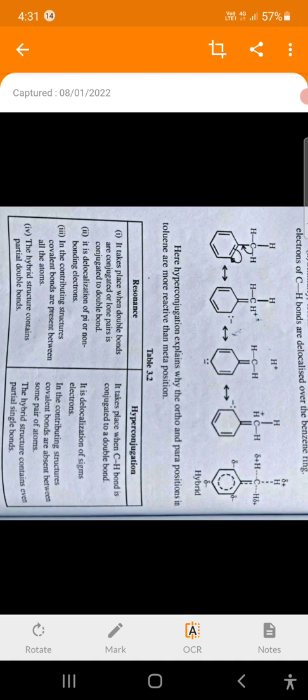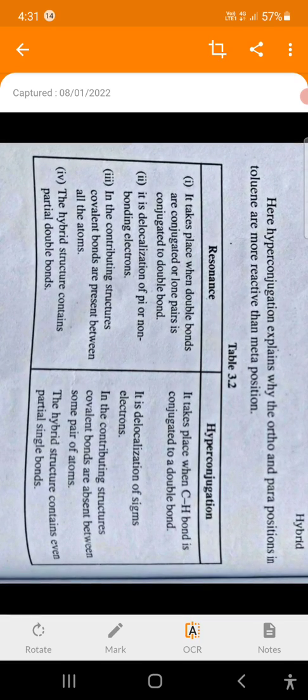We know that resonance takes place when double bonds are conjugated, or lone pairs are conjugated to a double bond, while hyperconjugation takes place when C alpha hydrogens, that is a covalent bond, is in conjugation to a double bond. Resonance is delocalization of pi or non-bonding electrons, while hyperconjugation is delocalization of sigma electrons.